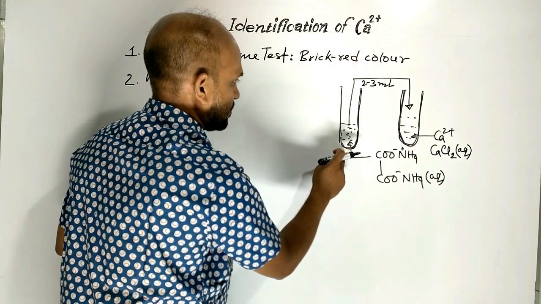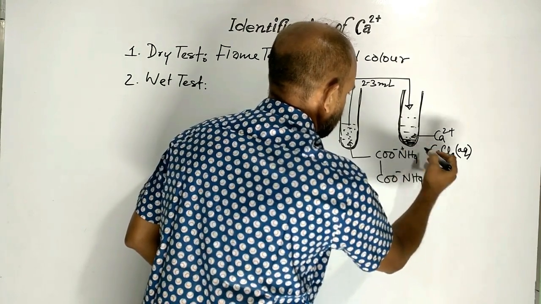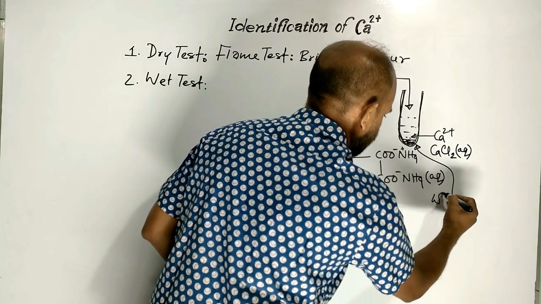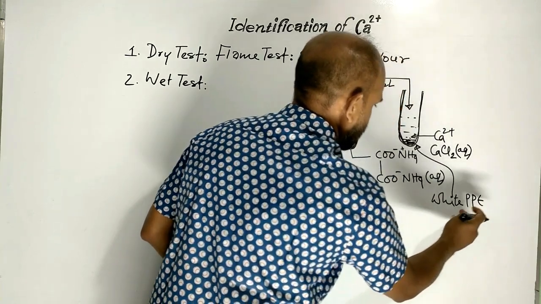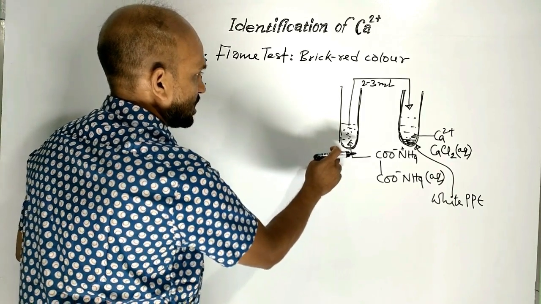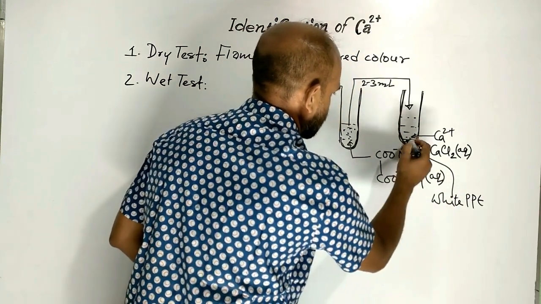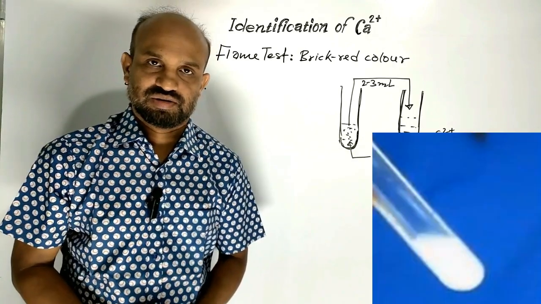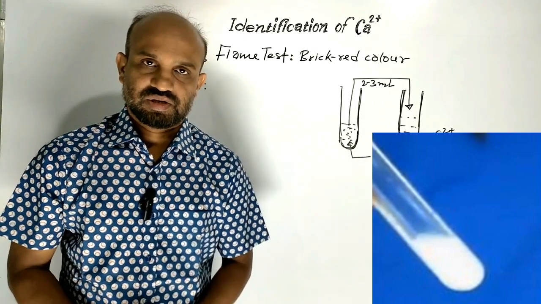With the addition of ammonium oxalate solution, here white precipitate is observed. White precipitate is formed when calcium oxalate solution is added to the solution of calcium 2 plus ion. This white precipitate proves the presence of calcium 2 plus ion in the solution. Now, let us see the reaction that forms the white precipitate.